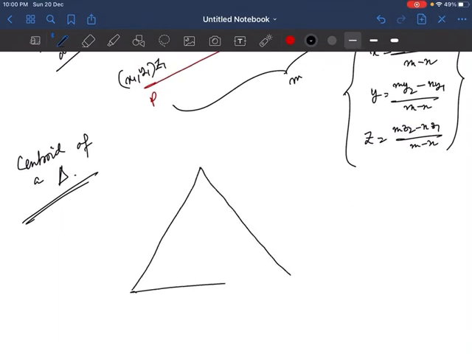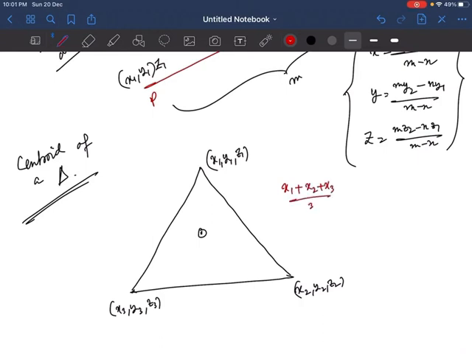like this, and the coordinates of the vertices are: one is x1, y1, z1, the other one here is x2, y2, z2, the other one is here x3, y3, z3. So how to find the centroid of this triangle? The centroid is found by a very easy formula. You just add the coordinates: x1 plus x2 plus x3 divided by 3, comma, y1 plus y2 plus y3 divided by 3, then z1 plus z2 plus z3 divided by 3. That is your centroid of the triangle.